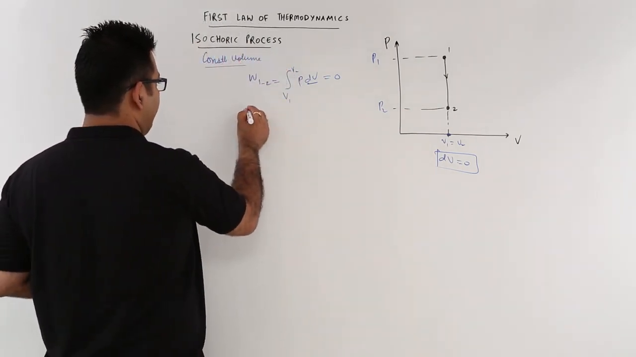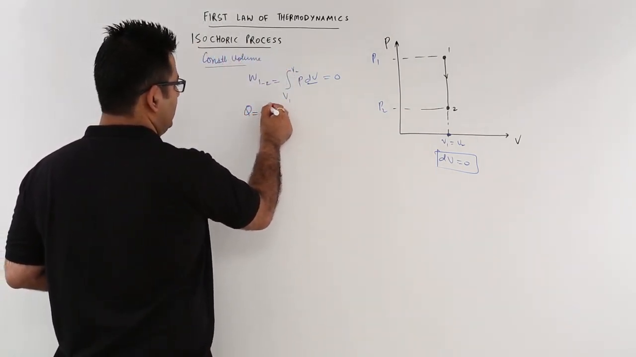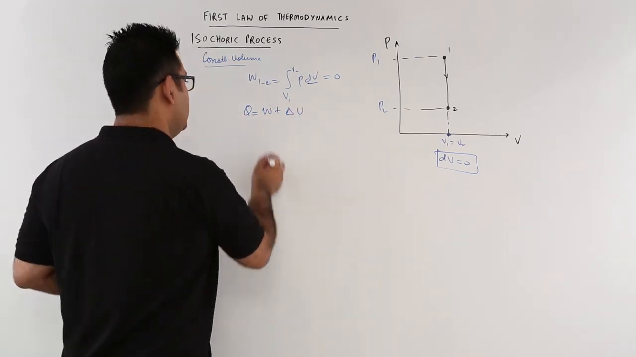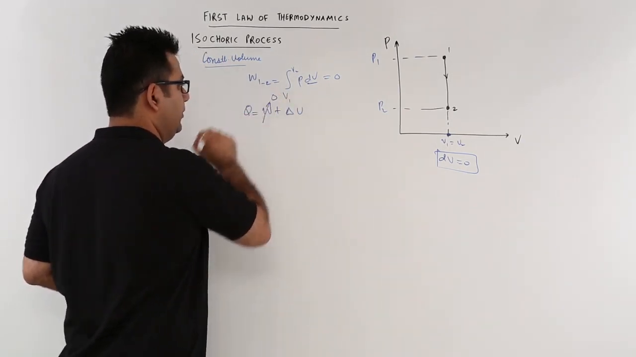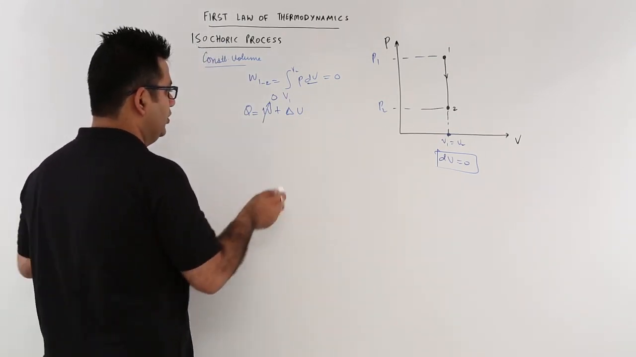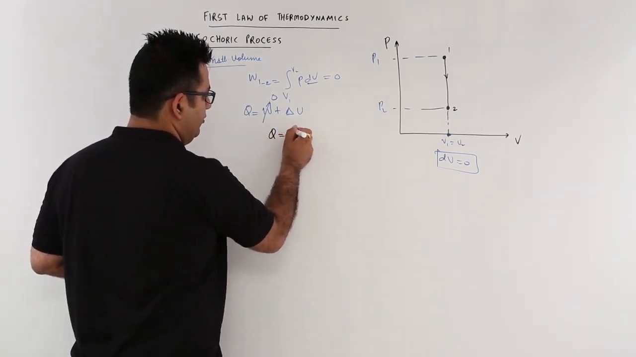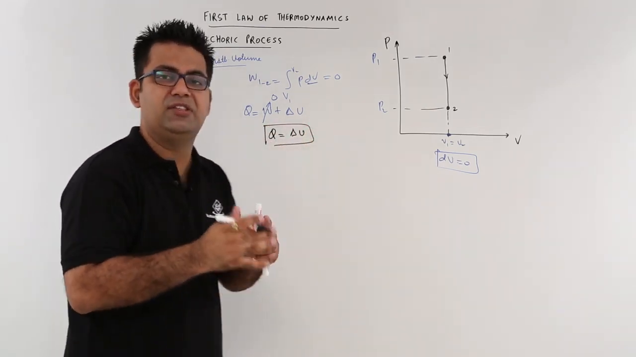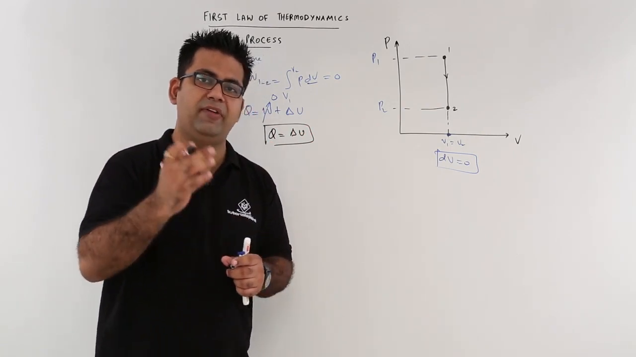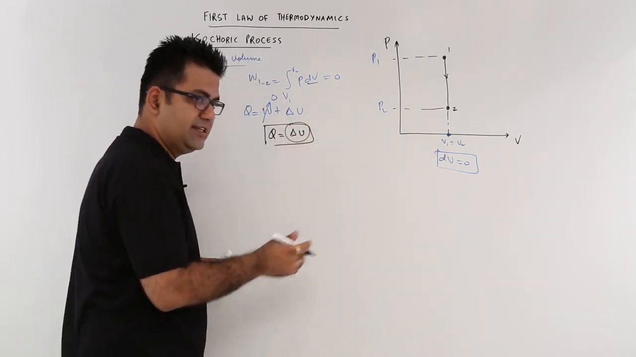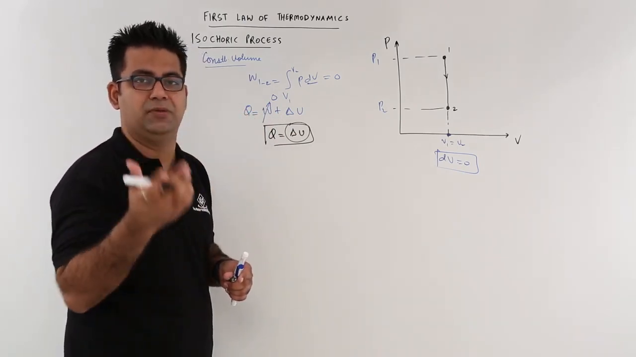So let us say if you apply the first law, this is what you get. Because W is 0, Q becomes equal to delta U. So this means that whatever heat you supply, you are basically increasing the internal energy of the system.